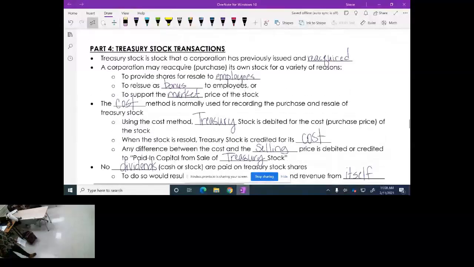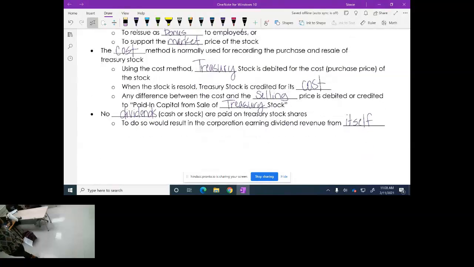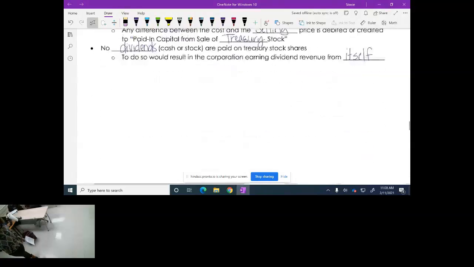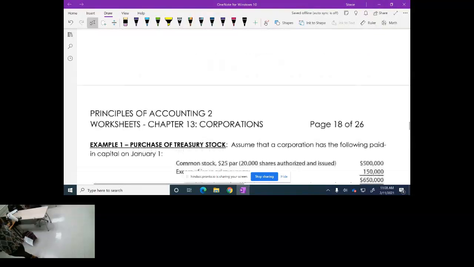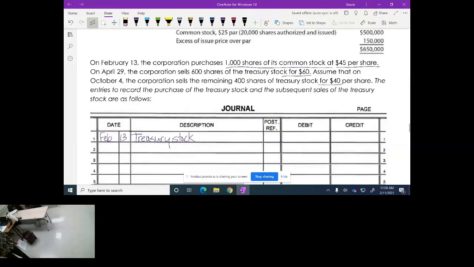Let me go back into this part again. Treasury stock is shares that a corporation has bought back. They're their own shares. You've got the 3 reasons they might do that. And just remember there's no dividends on Treasury stock. They don't pay dividends on their own shares of stock. Okay, so we had read this. I forgot to hit record.